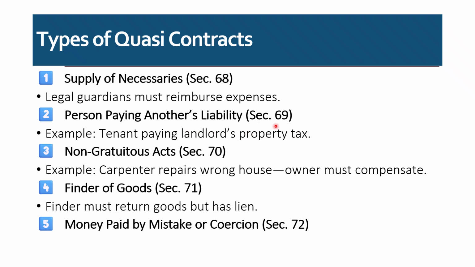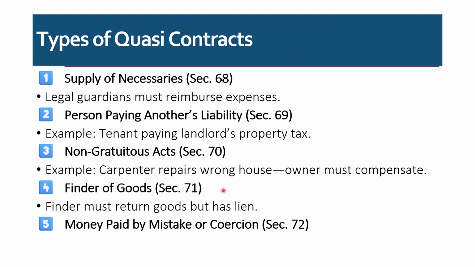Next is section 70, non-gratuitous act. If someone does something for another expecting payment and the other person benefits, then compensation must be paid. For example, a carpenter repairs the wrong house, so owner must compensate to the carpenter. Or maybe a plumber mistakenly repairs the wrong flat, then the owner must accept the benefit.